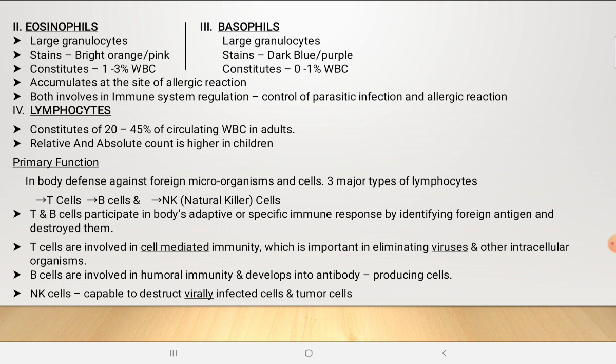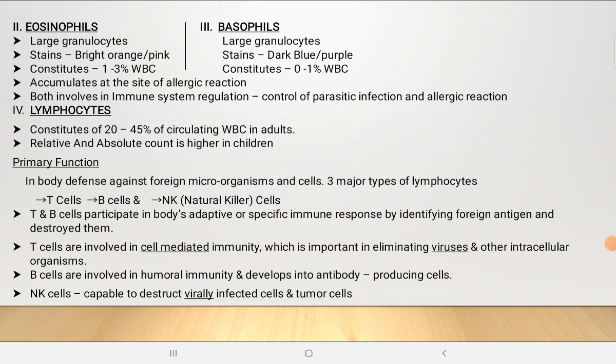Here it fights against microorganisms, and there are three major types of lymphocytic cells, that is your T cells, B cells and NK cells, that is your natural killer cells. Now, what are the basic functions of these cells?